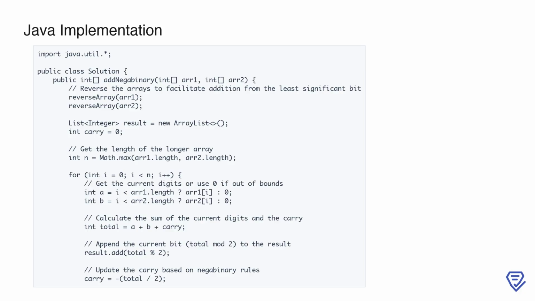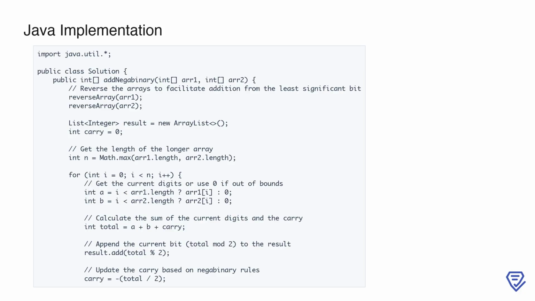Since Negabinary addition is performed from the least significant bit to the most significant bit, we first reverse both arrays using the helper method reverseArray. This ensures that we can process the digits in the correct order during addition. Next, we initialize an empty ArrayList to store the result and a variable carry to handle any overflow during addition. We then determine the length of the longer array, n, so we can iterate through all the necessary digits.